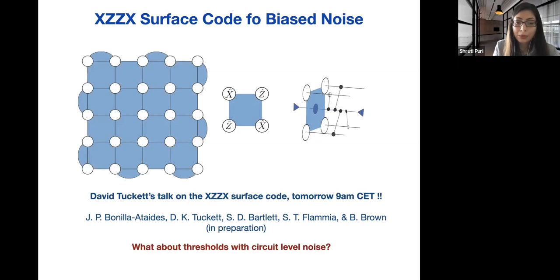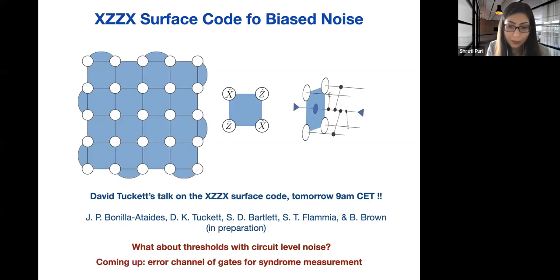And their paper is in preparation. Now what we would like to think about is, does the improvement in the thresholds survive if we take the circuit level noise model into account?